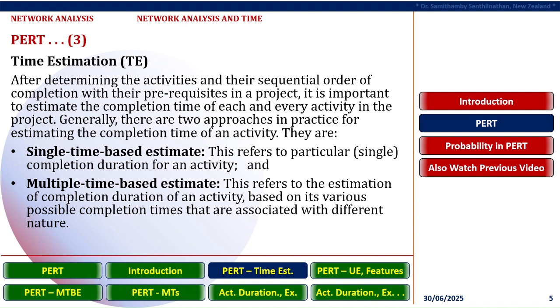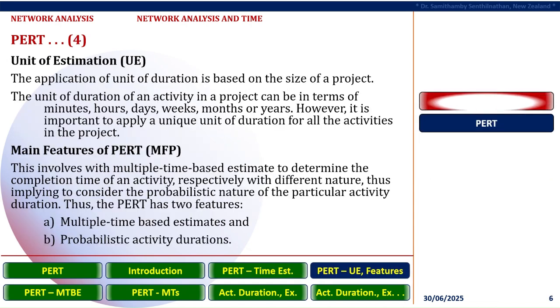Generally, there are 2 approaches in practice for estimating the completion time of an activity. They are: first, single time-based estimate. This refers to a particular, single completion duration for an activity, and second, multiple time-based estimate. This is to estimate the completion duration of an activity, based on its various possible completion times that are associated with different nature.